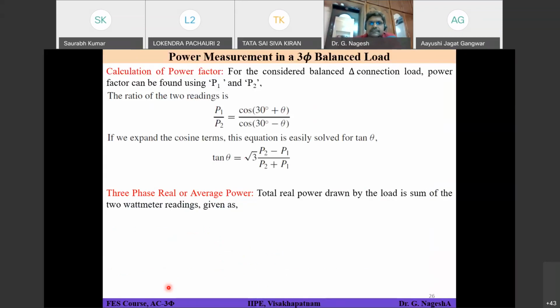P1 divided by P2 is cos of 30 plus theta by cos of 30 minus theta. If you expand that cos function and multiply everything, and solve it, you are going to get tan theta equal to root 3 into P2 minus P1 by P2 plus P1. Did anyone get this?